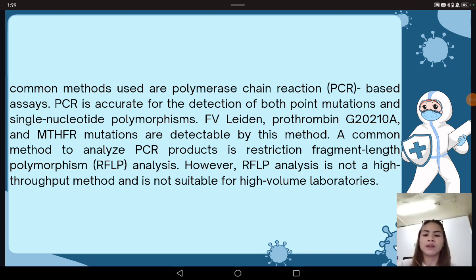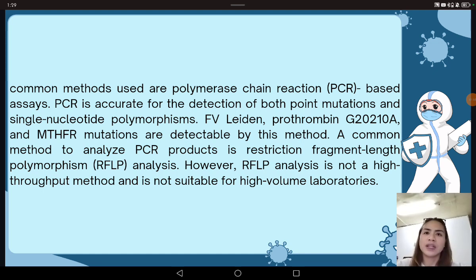A common method to analyze PCR product is restriction fragment length polymorphism analysis. However, RFLP analysis is not a high throughput method and is not suitable for high volume laboratories.